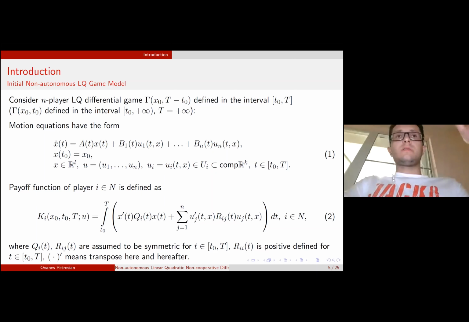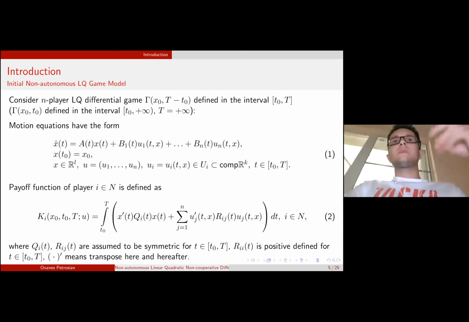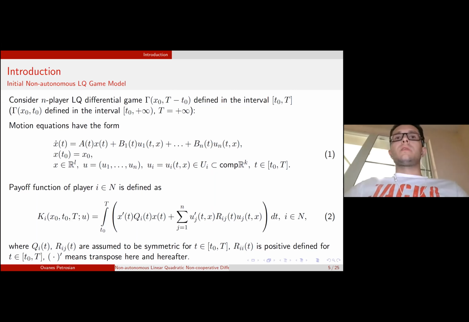This is very easy. It could be understood as a simple refinement of the model for the linear quadratic case, but for the continuous updating approach, this gives much more interesting information, much more insight. Later, when I explain what the continuous updating approach is, it will be easy to understand. We have classical assumptions here that matrices Q_i(t) and R_ij(t) are symmetric for all t from t0 to large T, and R_ii is positive definite on the interval from t0 to large T.